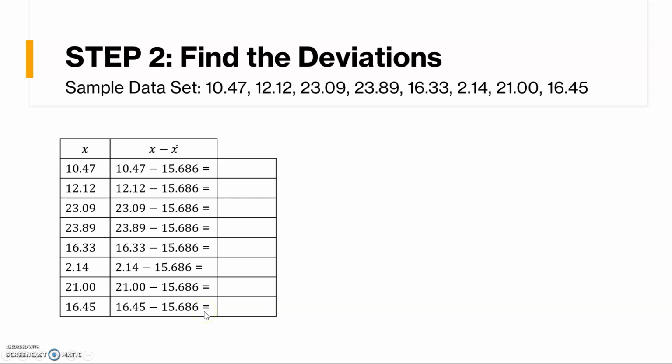We're going to get an answer for each one. For the first one, that's going to be negative 5.216. Remember, I'm only going to 3 decimal places because they're asking me to round to 2 decimal places, so I'm going one more than what they're asking, and I'll round to 2 at the very end. Then you'll get negative 3.566, 7.404, 8.204, 0.644, negative 13.546, 5.314, and 0.764. So all of these right here are our deviations.